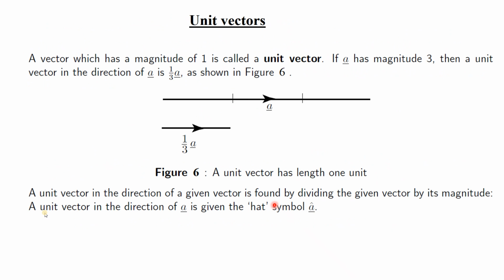Then we have the unit vectors. Unit vectors means any particular vector, if you divide by the magnitude of the vector, you get the direction. So direction itself is a unit vector, of magnitude 1 and direction.